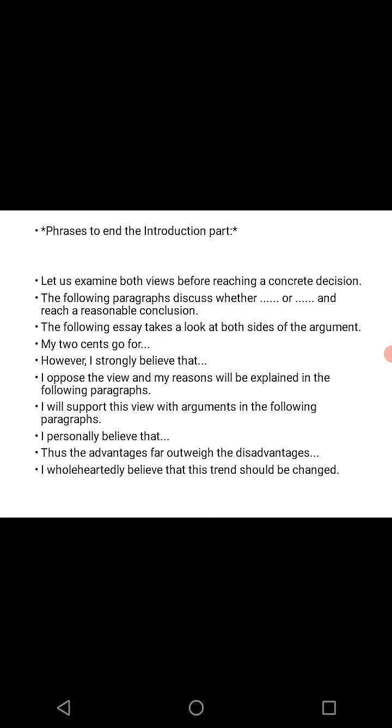Fifth is however I strongly believe that. Sixth is I oppose the view and my reasons will be explained in the following paragraph. Seventh is I will support this view with arguments in the following paragraph. Eighth, I personally believe that the advantages far outweigh the disadvantages. And last is I wholeheartedly believe that this trend should be changed.